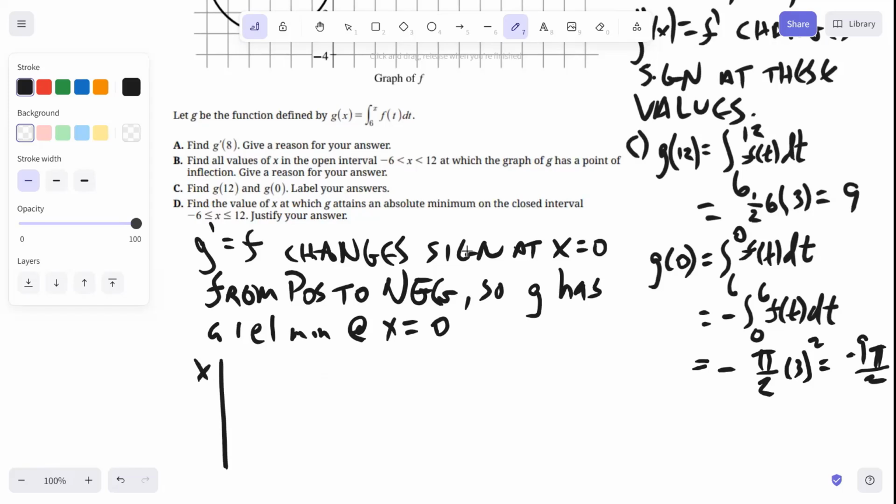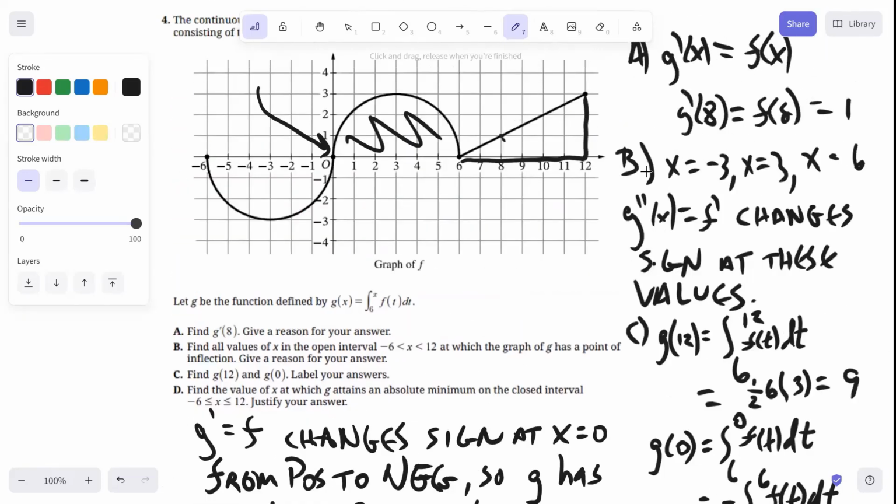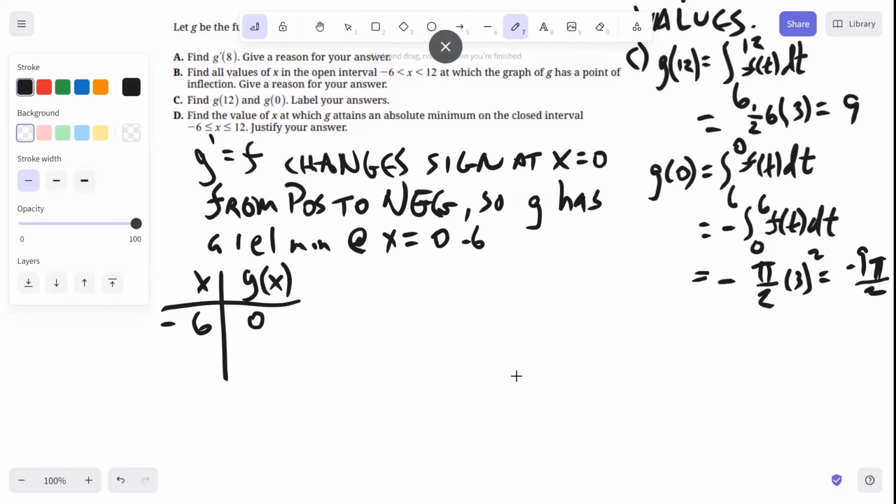So let's make a little table here, x, g of x. So the left endpoint is at x equals -6. If you look at the graph, if you start at +6 and go to -6, those two regions are going to cancel one another out. So the value of g is going to be 0. At x equals 0, the function value we already got in the previous step is negative 9 pi over 2. And at x equals 12, we already got that one. The function value is 9. So by the candidates test, g attains an absolute minimum at x equals 0.